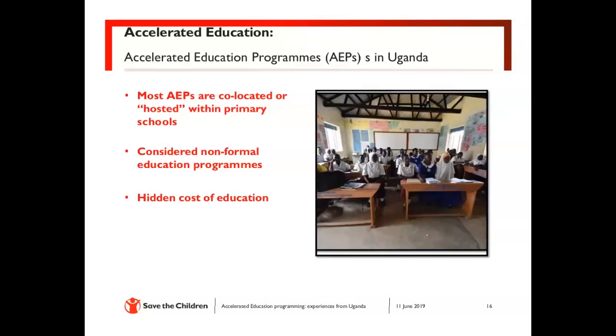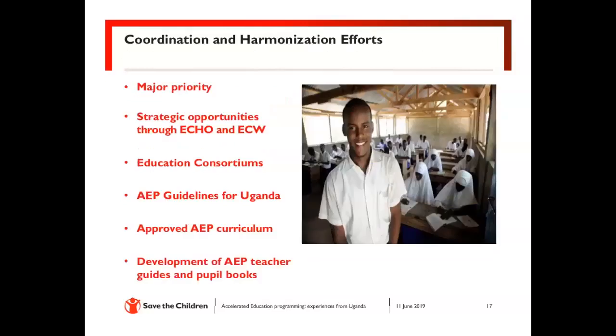So I want to turn it over to Leo, who's sitting with me, so you won't see the presenter change, but this is my colleague Leo, and he's going to talk about some of the coordination and harmonization efforts within Uganda. Hi everyone, thank you so much Lindsay and all participants.